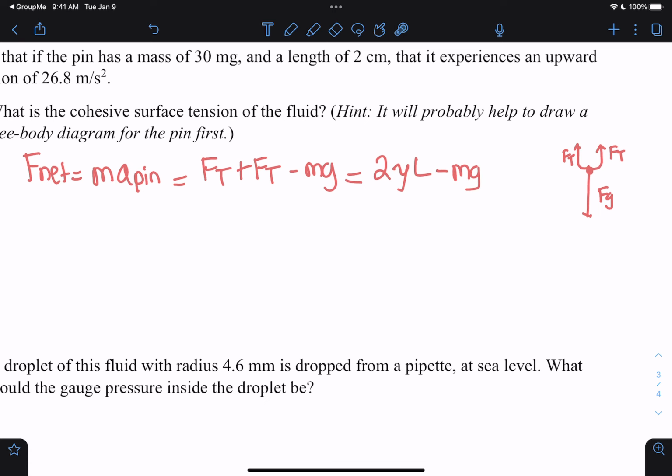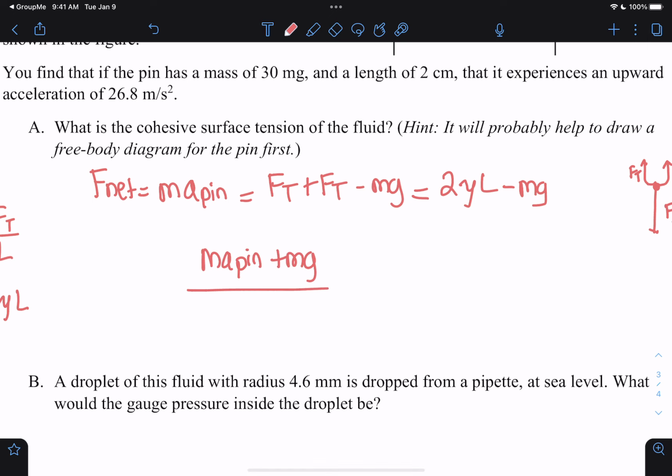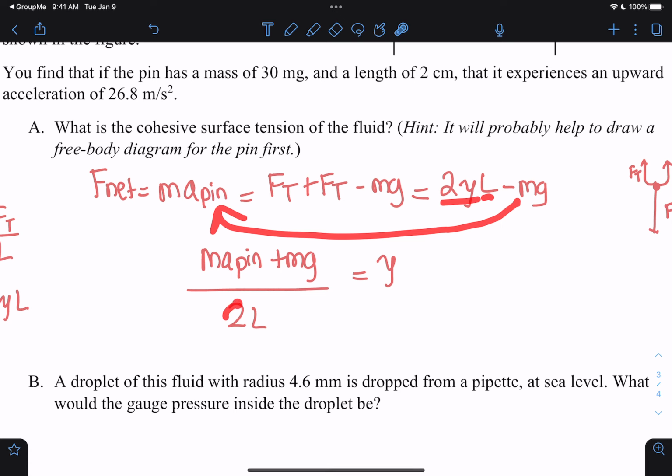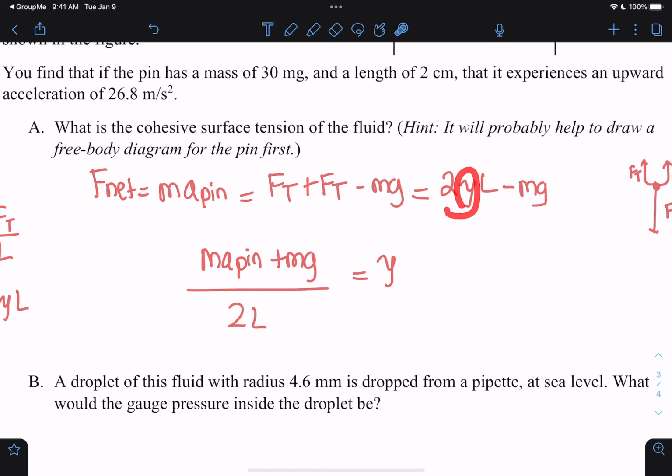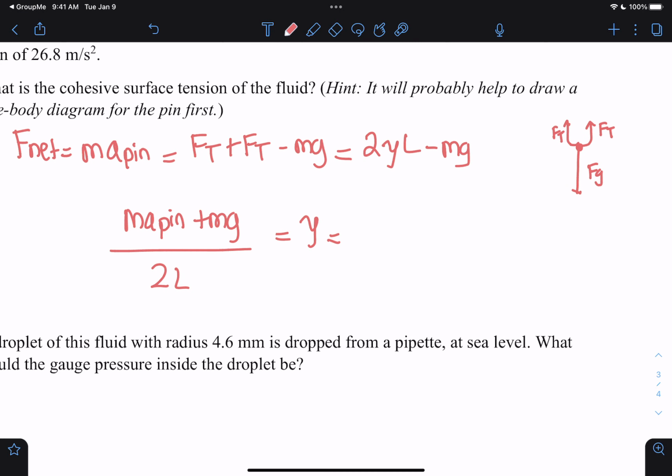So now we're essentially just solving for our surface tension. We have this mass value, we have the acceleration, so we can isolate for surface tension and solve for that. So we can see here that m a of the pin plus mg divided by 2L should give us the surface tension. If we just add this over here and divide by 2L, we should get the surface tension alone, and then we can calculate that. So the mass of the pin, that was 30 milligrams.